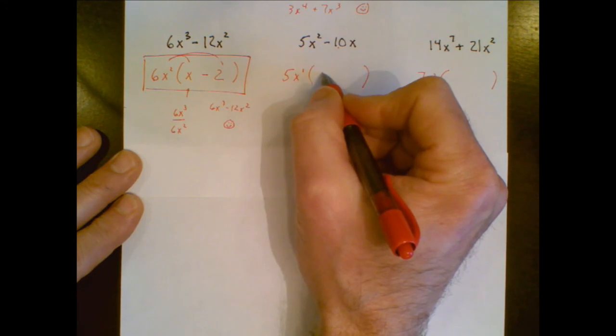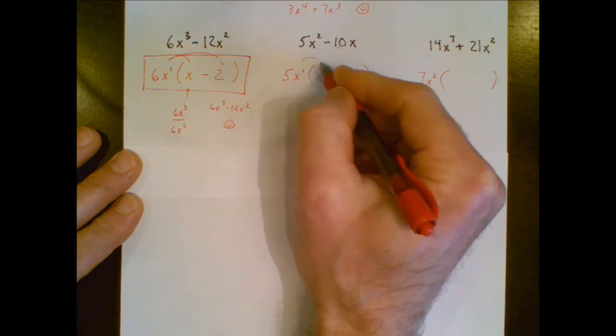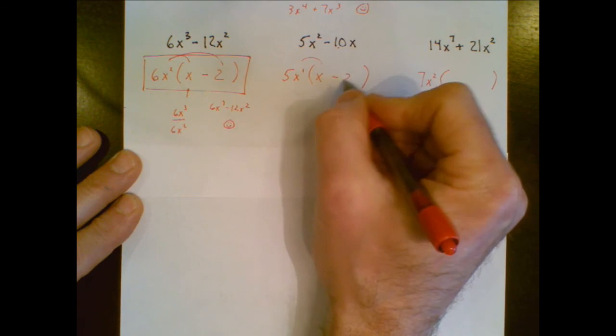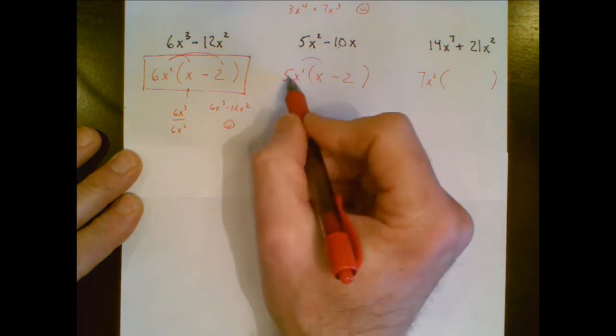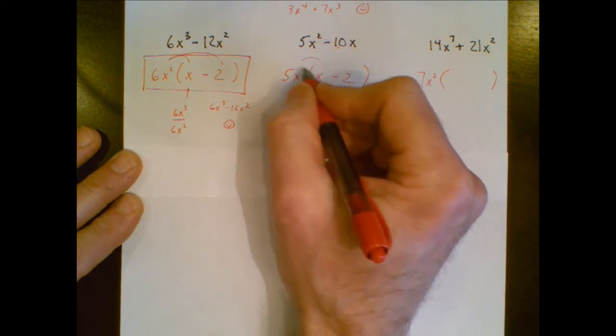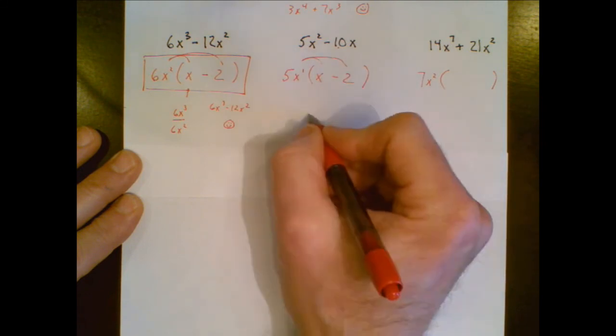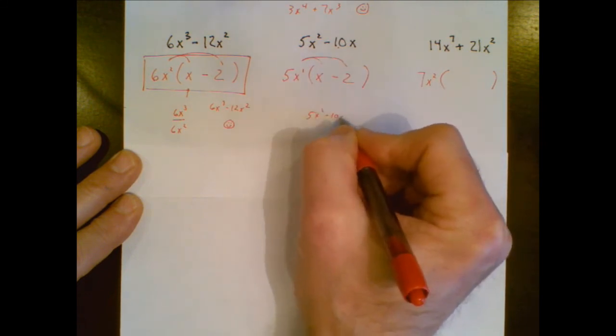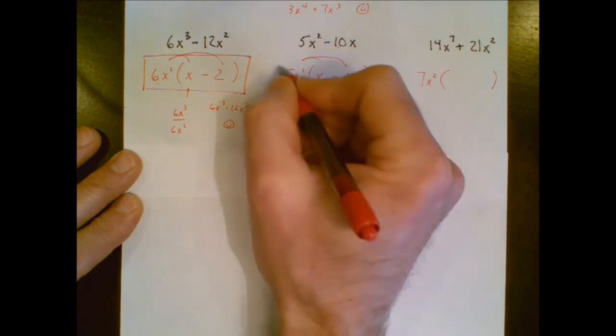Over here, I would need an x, and I would need a 2. 5x squared minus 10x. That makes me happy.